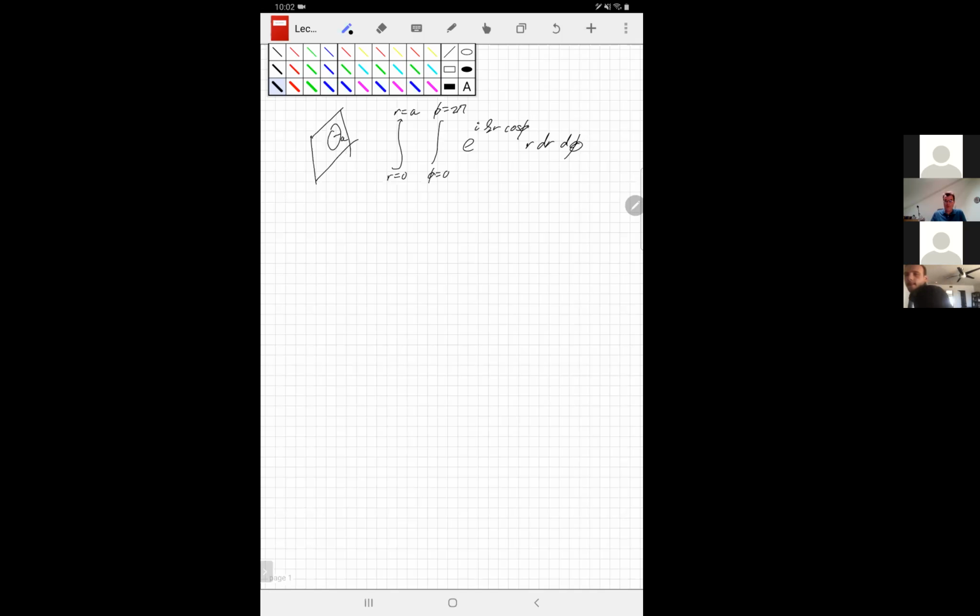assertion that the integral over phi is J0. I asserted that J0 of kr is the integral from 0 to 2 pi of e to the i kr cosine phi d phi. And more generally, Jm of kr turns out to be the integral from 0 to 2 pi of e to the i m phi e to the i kr cosine phi d phi.